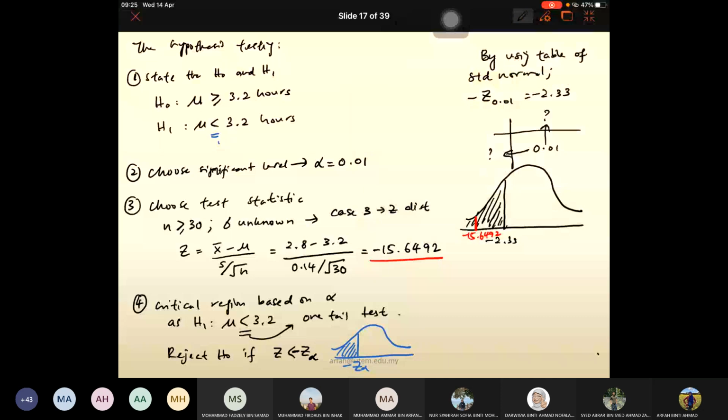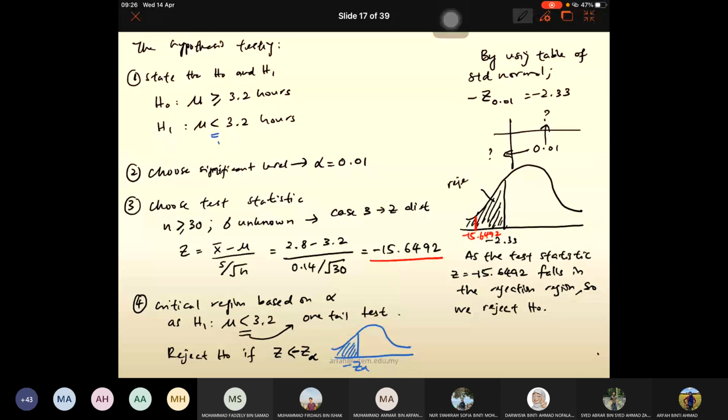So kita boleh buat keputusan. As the test statistik, okay, Z equal to negatif 15.6492 fall in the rejection region. Okay. So decision kita adalah we reject H null. Sebab yang saya lorek ini adalah rejection region. Yang tak lorek ini adalah acceptance region.